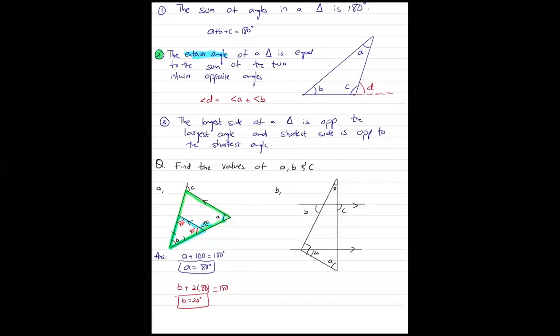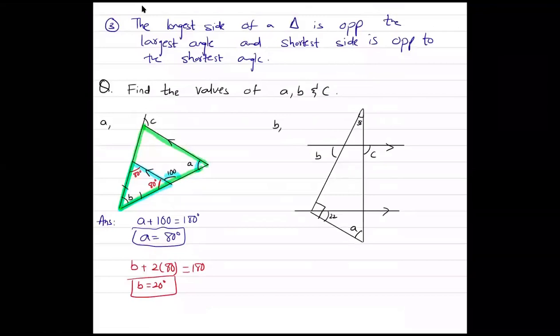Sir, to find angle C, what can you do? Sir, C won't be 100? C basically, if you remember the property of a triangle that says that the exterior angle C must be equal to the sum of the opposite interior angles. So you can say that angle C is going to be equal to the sum of angle A plus angle B. Angle A is 80 plus 20. So angle C is going to be 100.